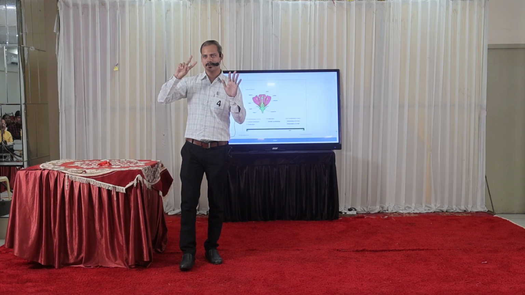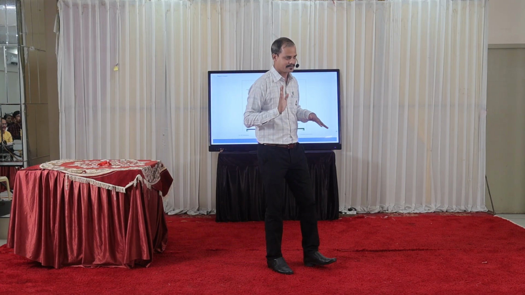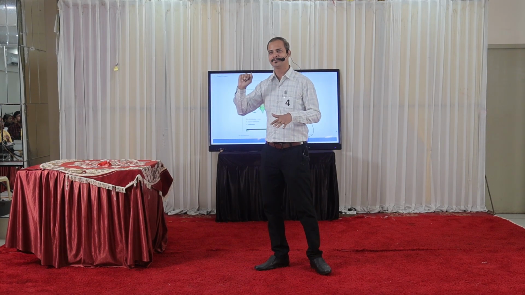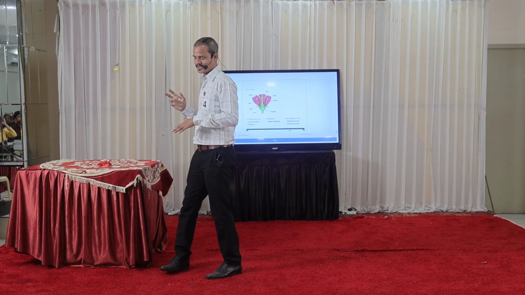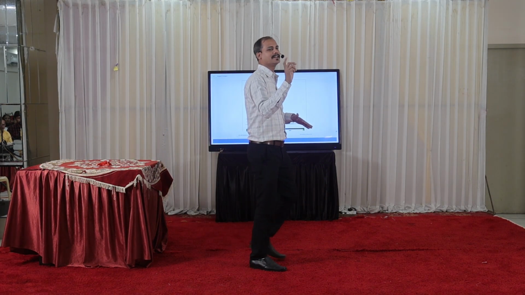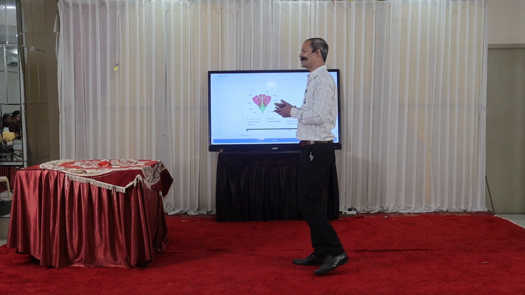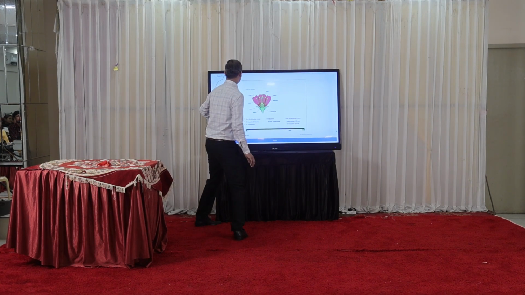So a plant has two parts, a vegetative part and a reproductive part, right? Stem, root, branches, leaf, these are all the vegetative part. Flower is the reproductive part. So now I am going to discuss the parts of a flower.